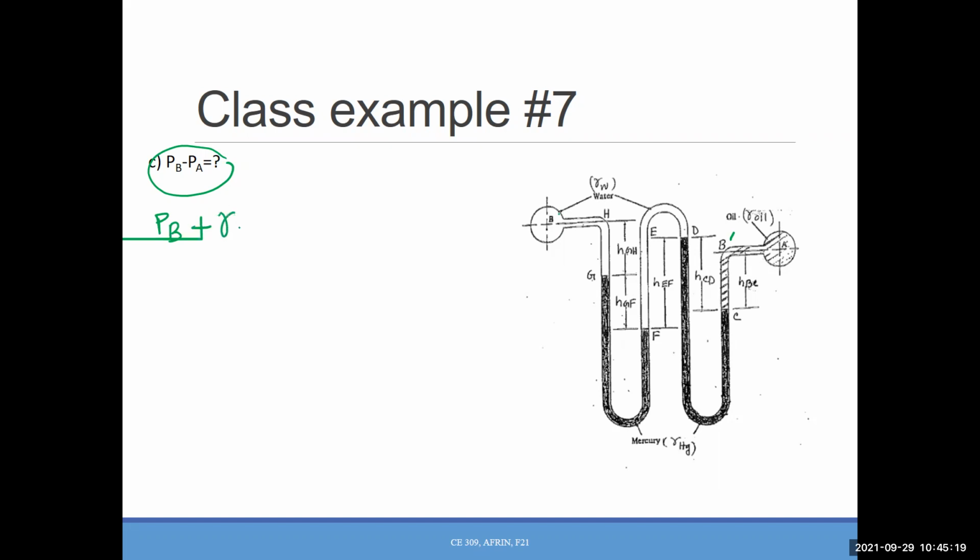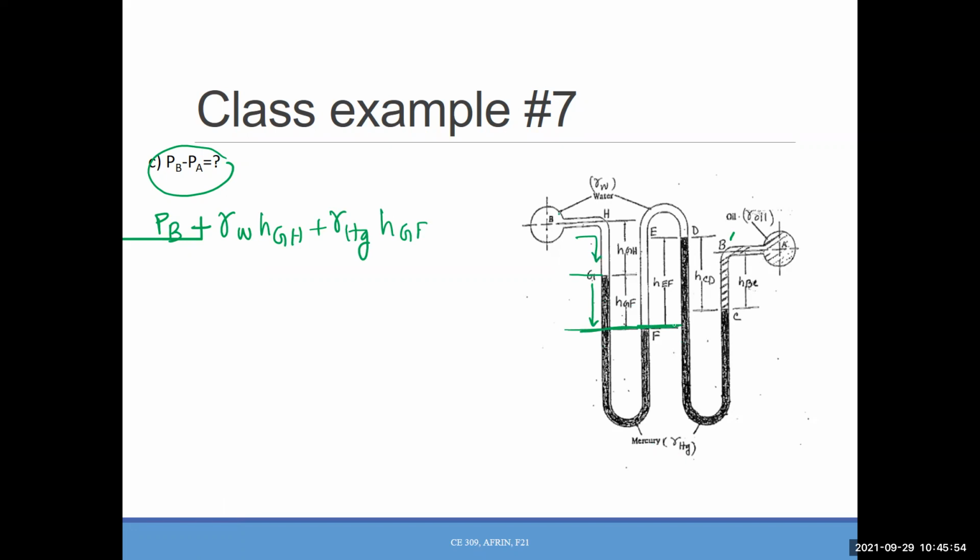So gamma water, HGH. Okay. After that, what is the next interface? F is the next interface here. Again, it's below. But this time the liquid is mercury. Yes. So gamma mercury, HGF.